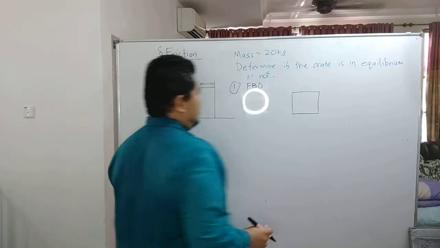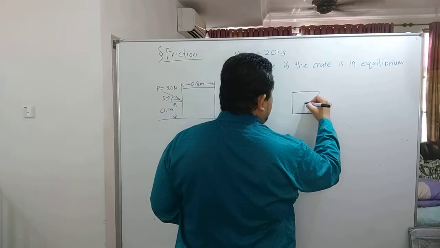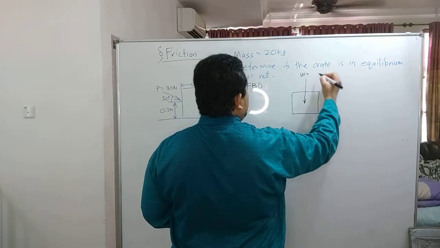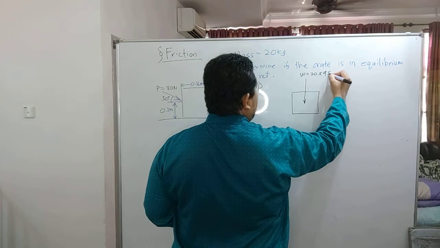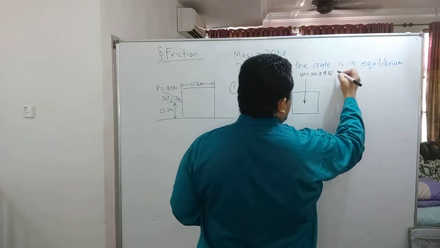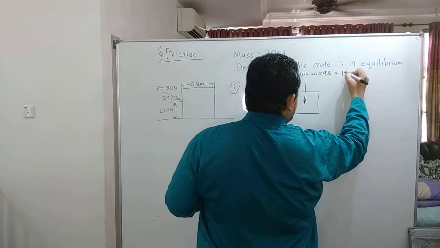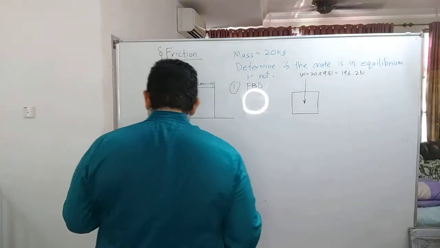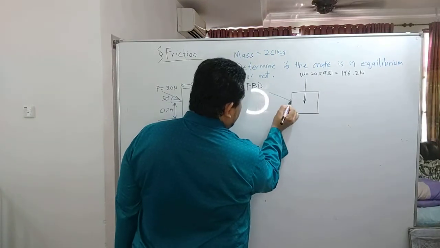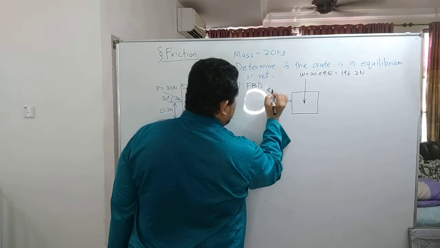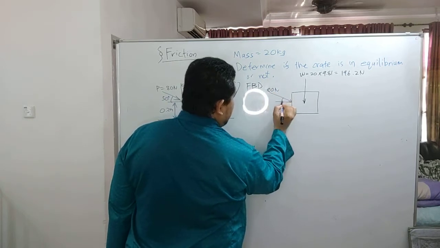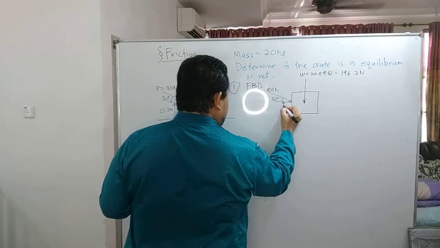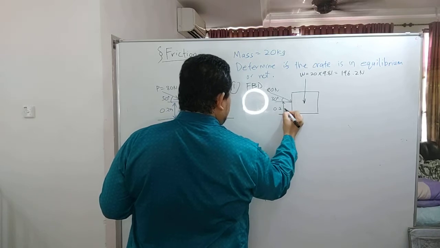Okay, this is the crate. Then the applied load over here, sorry, the weight, which is equivalent to 20 kilogram times 9.81 for the acceleration, which is equivalent to 196.2 Newton. Okay, and then the load applied over here. This one is important: 80 Newton, 30 degrees. And then don't forget the distance over here, 0.2 meter.